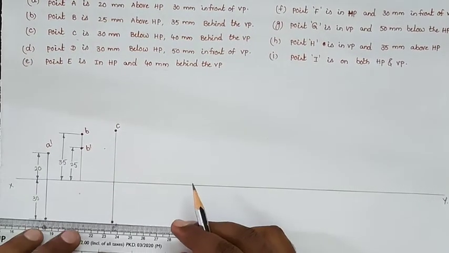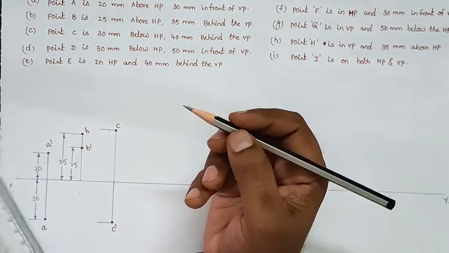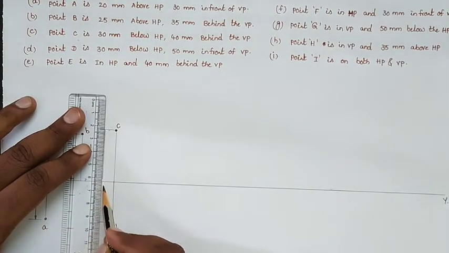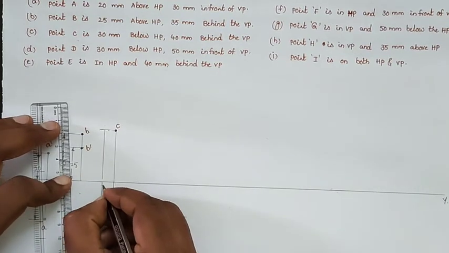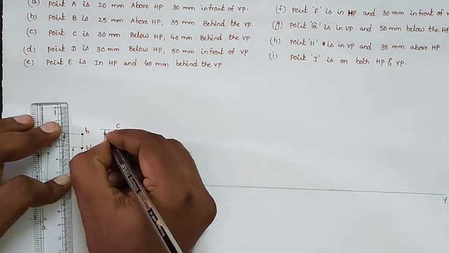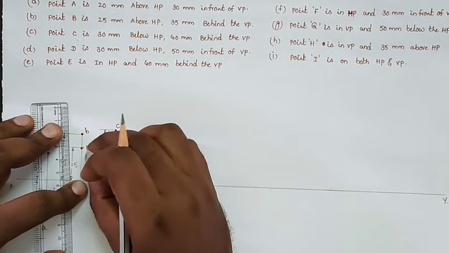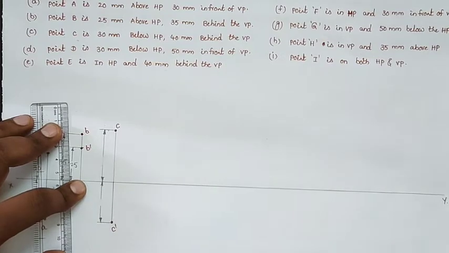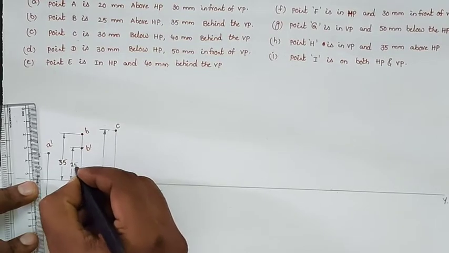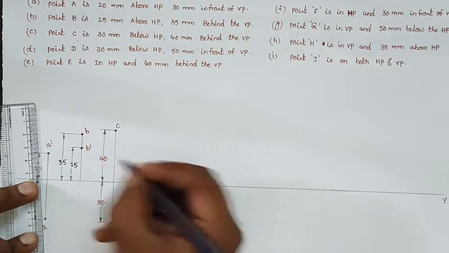So after drawing the projections, we will give the dimensions also for the third problem. You can take 10 mm distance from the projectors, and we will give the dimensions. So this dimension is, they are clearly giving that 30 mm below HP and 40 mm behind the VP.